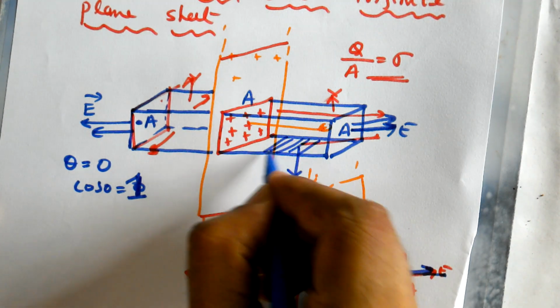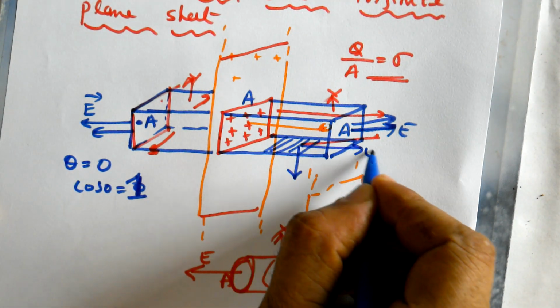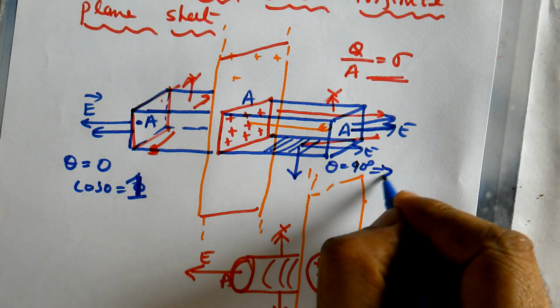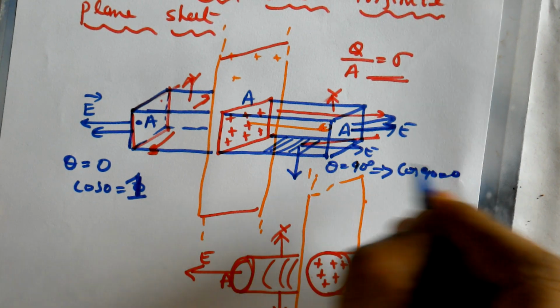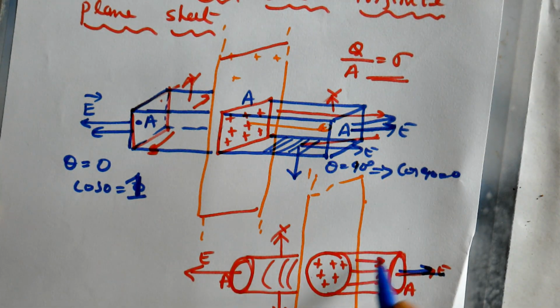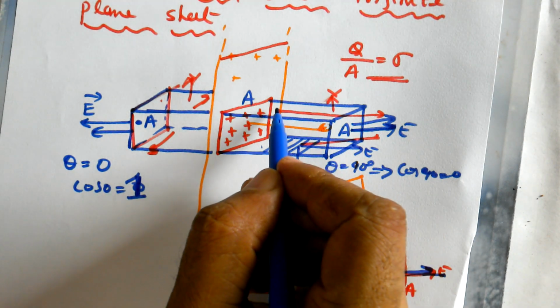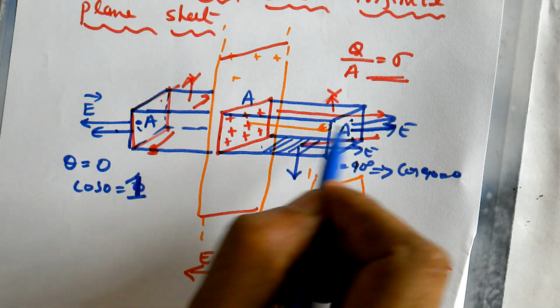I am considering this surface. Normal to the surface is like this. Electric field lines are like this. Theta is 90 and cos 90 is 0. No flux through the cylindrical curved surface of the cylinder. No flux through these surfaces of the box. Only flux through the end faces of the box.